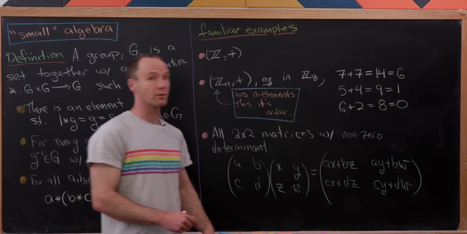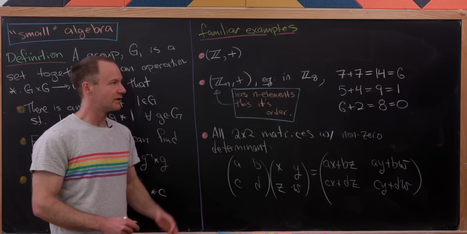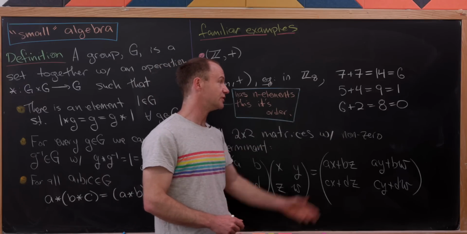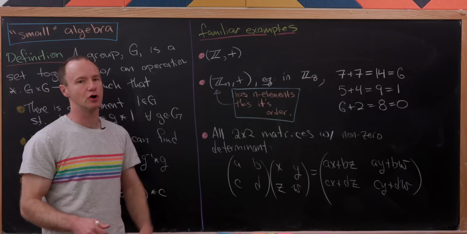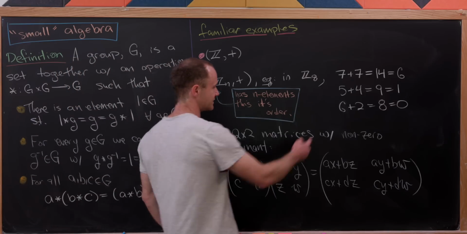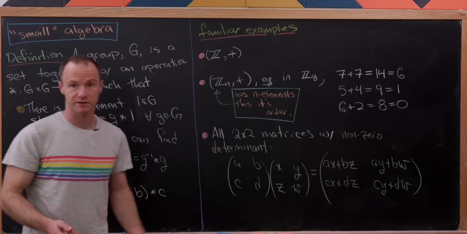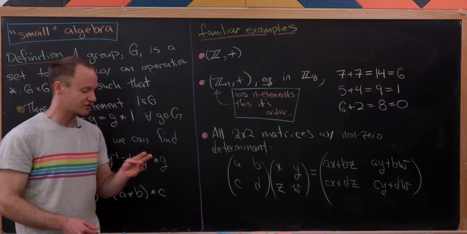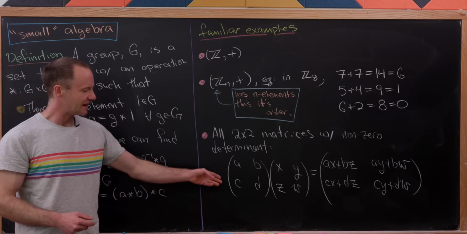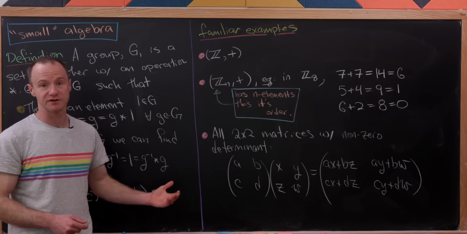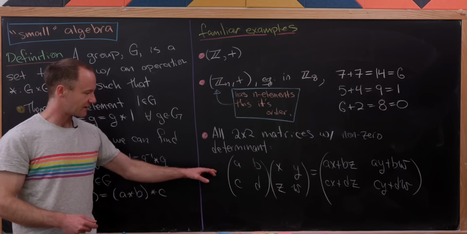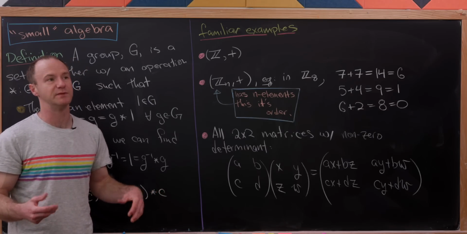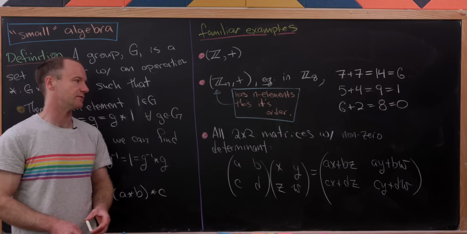And then 5 plus 4, well, it looks like it'll be equal to 9. But if you divide that by 8 and keep the remainder, you get a remainder of 1. And then 6 plus 2 is 0, because that's equal to 8, there's no remainder there. So in this case, we would say that 6 and 2 are inverses. And then maybe another familiar example would be all 2 by 2 matrices with non-zero determinant. And here I've just reminded you how to multiply matrices. And I'd like to point out that this operation is not commutative. So it's important to be aware of the fact that groups need not commute.